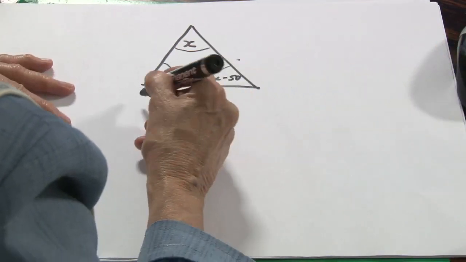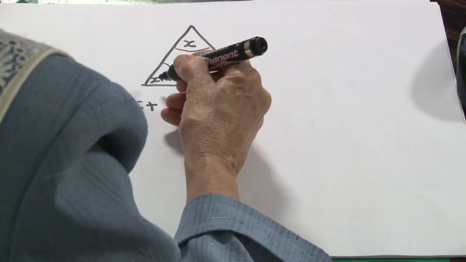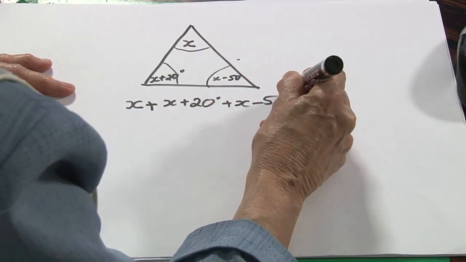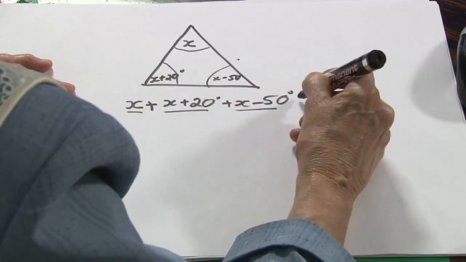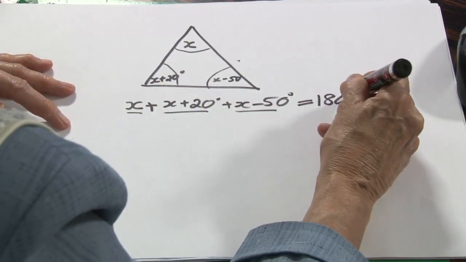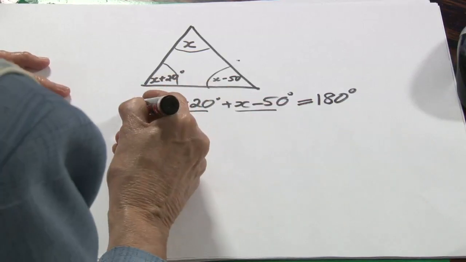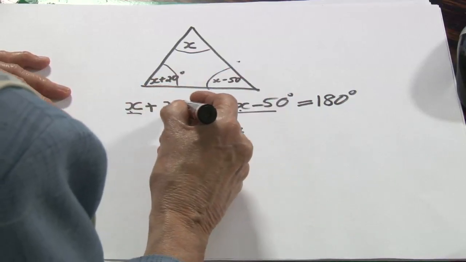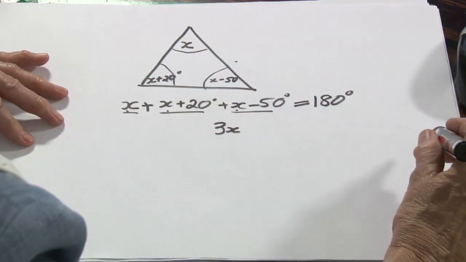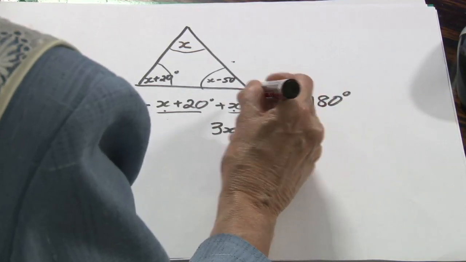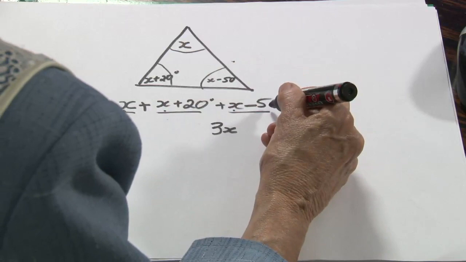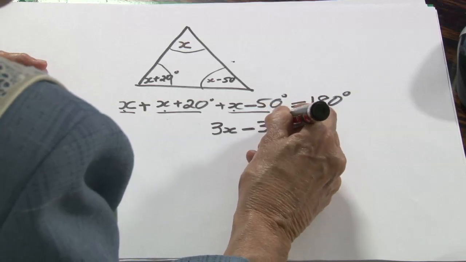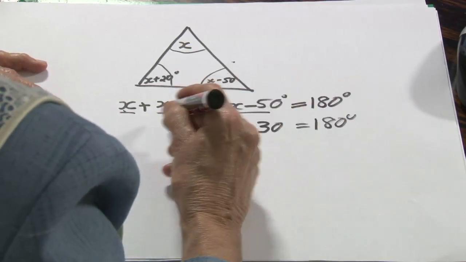So I write down my equation, the first angle plus the second angle plus the third angle. The 3 angles of a triangle added together gives me 180 degrees. Now I add like terms. x plus x plus x, of course it's 3x. And I add the numbers. 20 minus 50. So I have 20 and I subtract 50. I owe 50, only have 20, so I still owe 30. I've added the like terms.